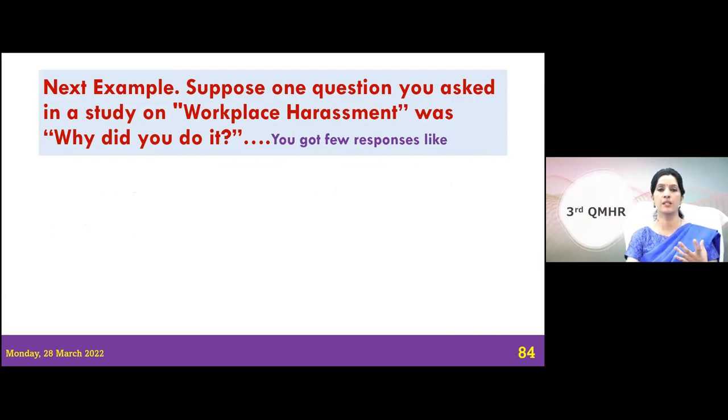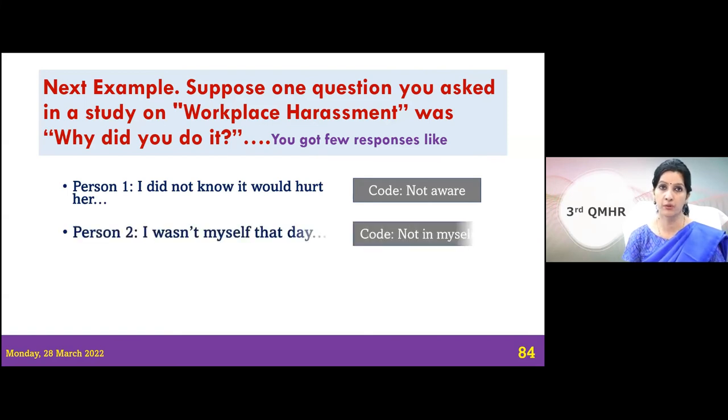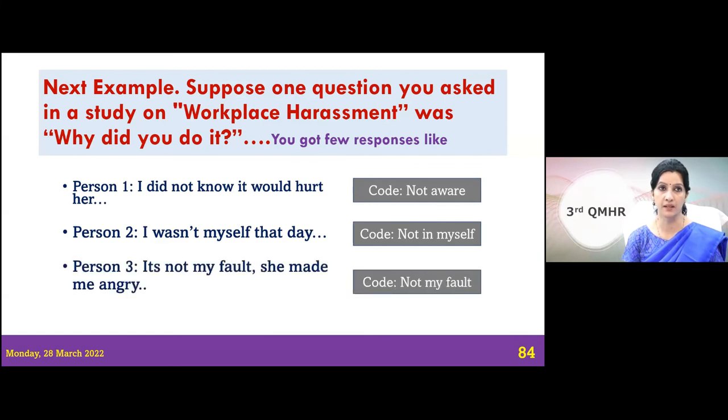Now, if the research question is like, have you experienced workplace harassment? In that case, if I ask in response to the workplace harassment, what did you do? One person answered, I did not know it would hurt her. So the code is not aware. The second person says that I wasn't myself that day. The code is not in myself. And the third person says it's not my fault.